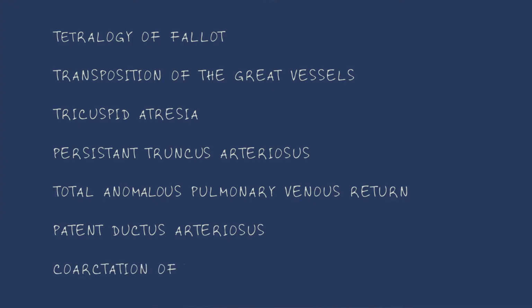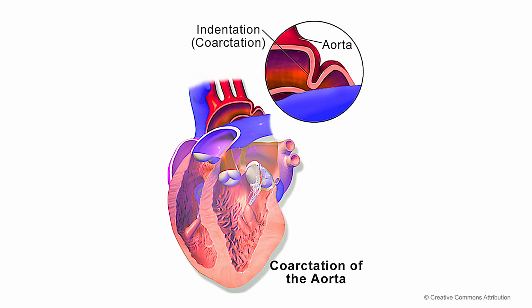And finally, coarctation of the aorta is classically associated with Turner syndrome, a bicuspid aortic valve, rib notching seen on X-ray due to collateral circulation, and high blood pressure in the upper extremities.